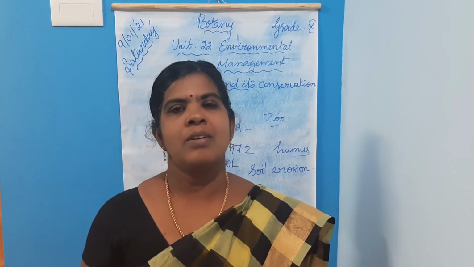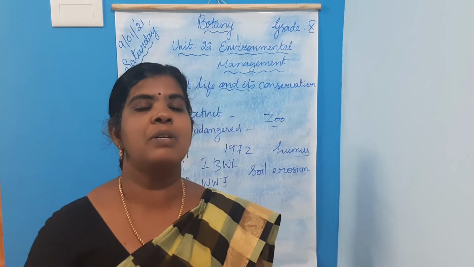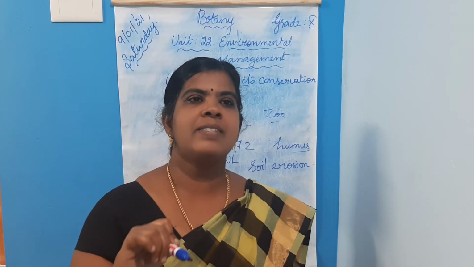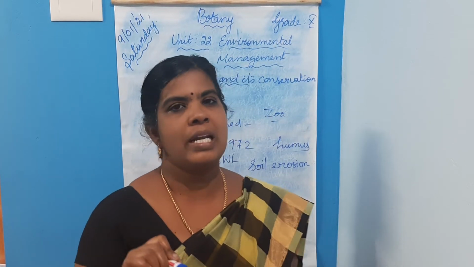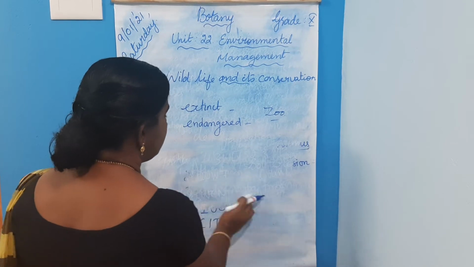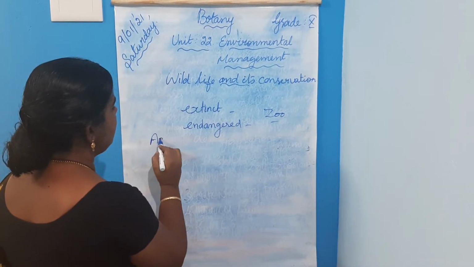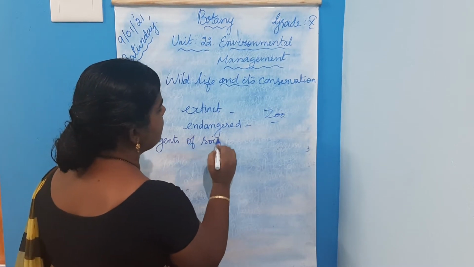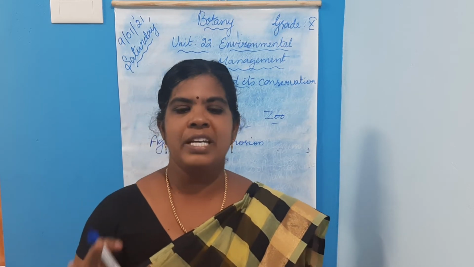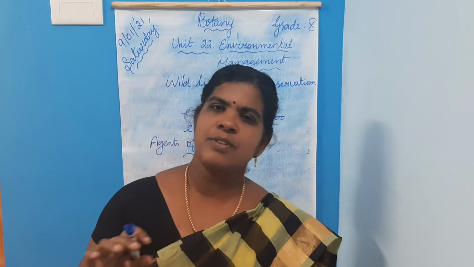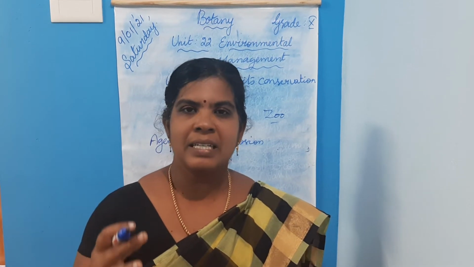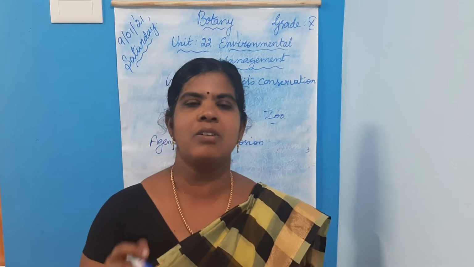Now, why and how is soil erosion happening? Because of loss of humus, the fertility of the soil decreases. Next, about agents of soil erosion. Agents of soil erosion are high velocity of wind, air current, fast flowing water, then certain human activities such as deforestation, farming, then overgrazing by cattle. All these are the causes of soil erosion.